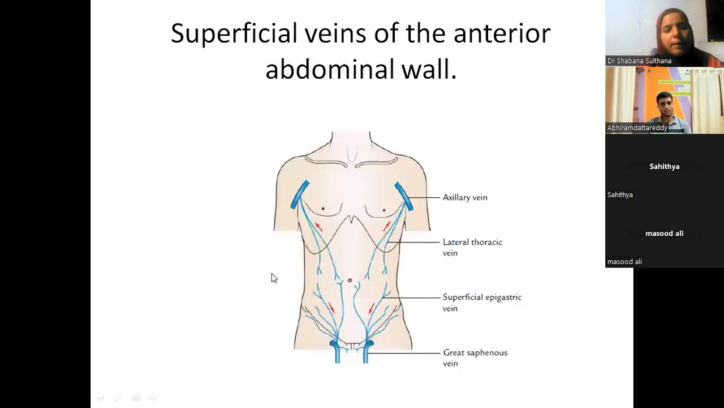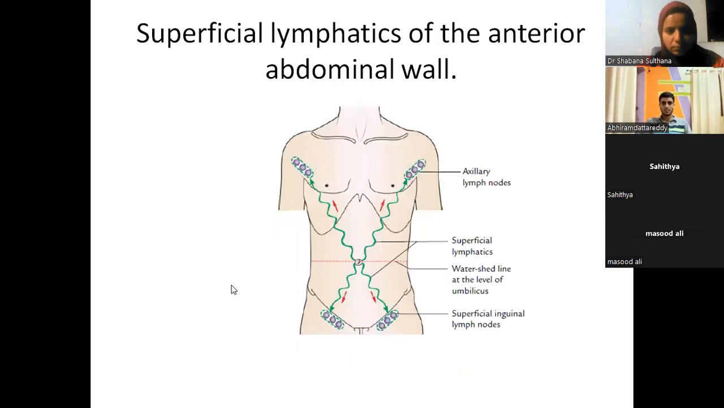And this is venous drainage. The superficial veins. Generally, the umbilicus is called the watershed line because above the umbilicus the veins drain into the axillary vein, and below the umbilicus they drain into the femoral vein, like the great saphenous vein. So this is a line of partition: above veins go up, below veins go down. Hence this line is called the watershed line, at the level of umbilicus.